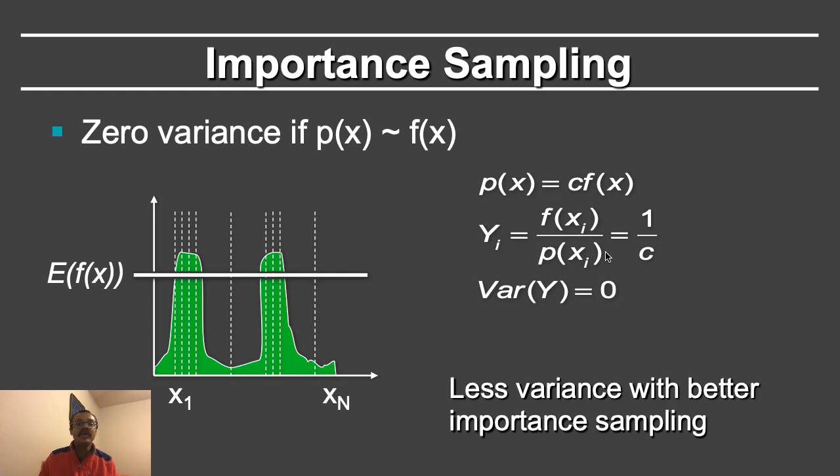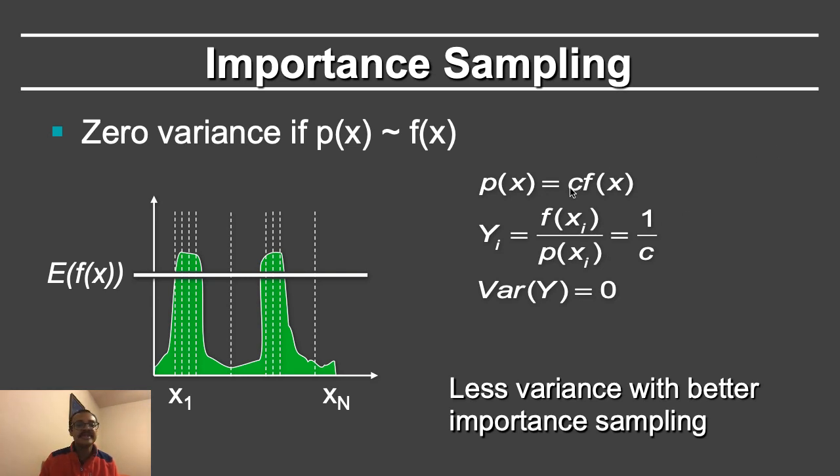The question now is, why can't I always do this? I pick a probability distribution proportional to f, and now I have 0 variance. This is such a great idea. There is a catch, as there always is. So one challenge is whether you can actually generate a probability distribution proportional to f. But even if you can, here is the challenge. I talked about this constant c.